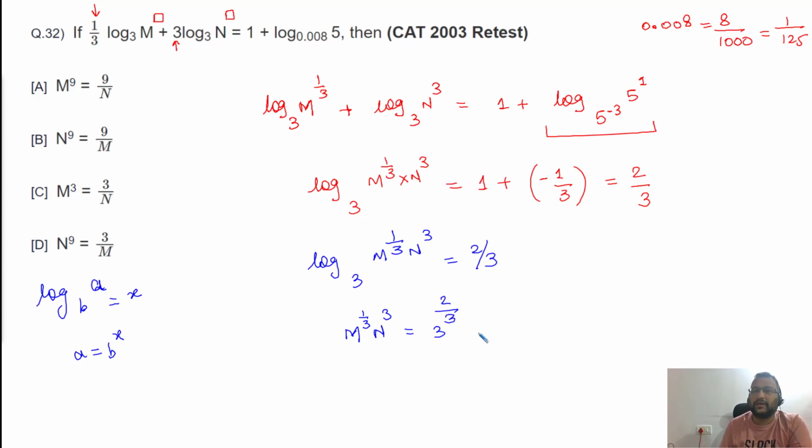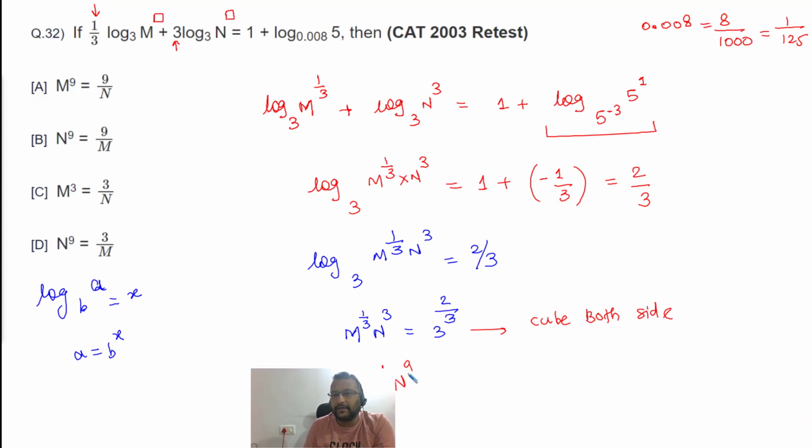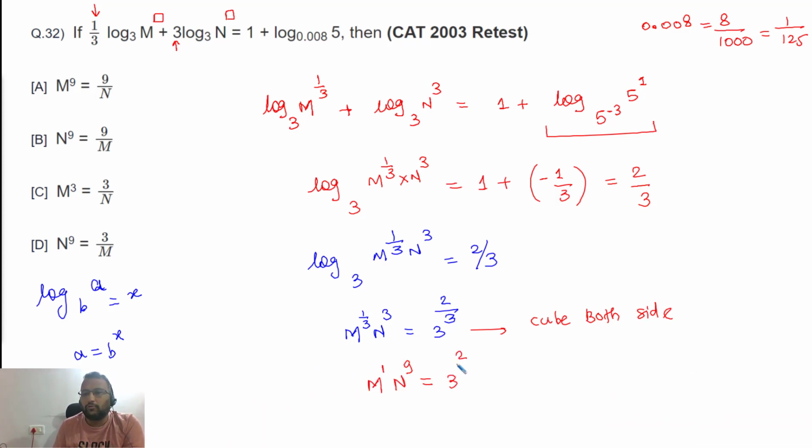So now what we will do is, let's cube both sides. If you cube both sides, m to the power 1 by 3 will become m to the power 1, n to the power 3 will become n to the power 9, is equal to 3 to the power 2 by 3 into 3. So m to the power 1 into n to the power 9 is equal to 3 to the power 2, that is equal to 9. So which option is correct over here? So n to the power 9 is equal to 9 divided by m. That is, option B is correct here.